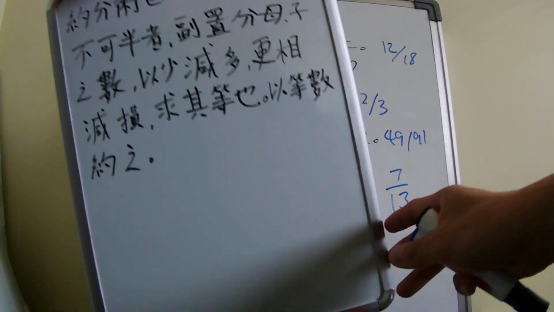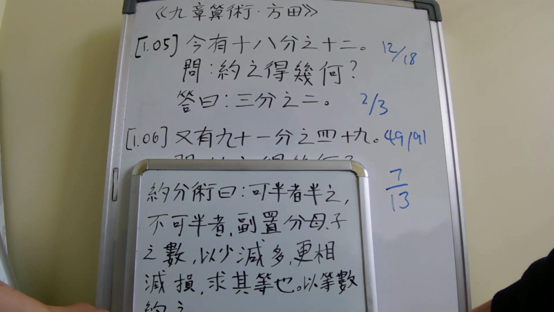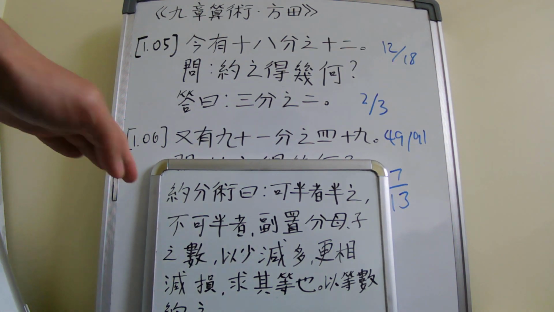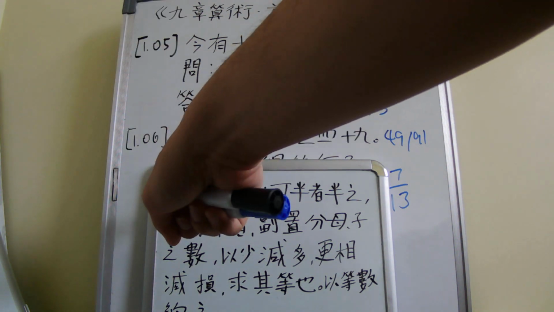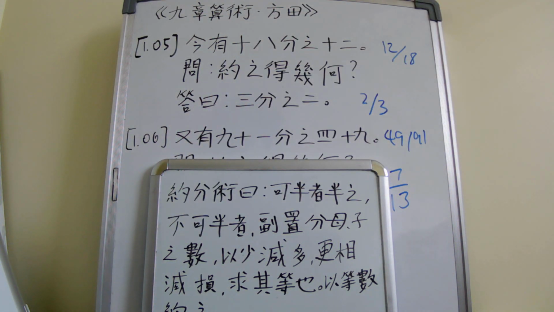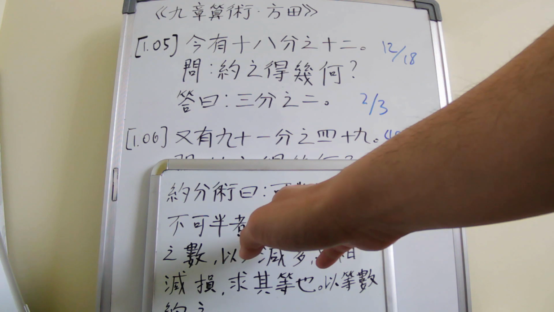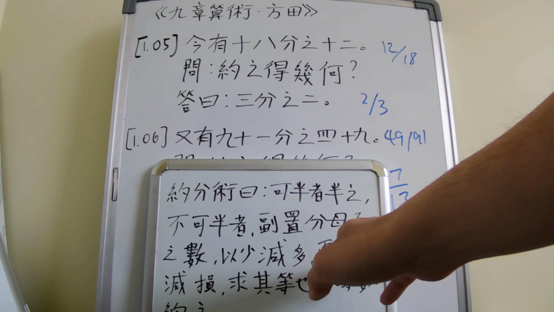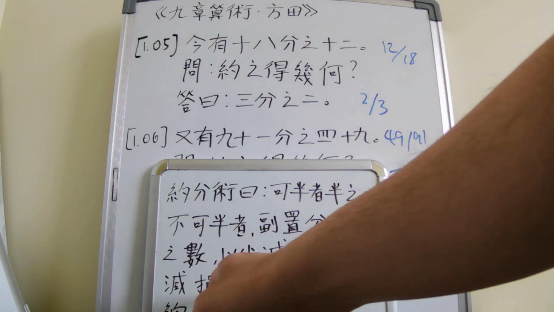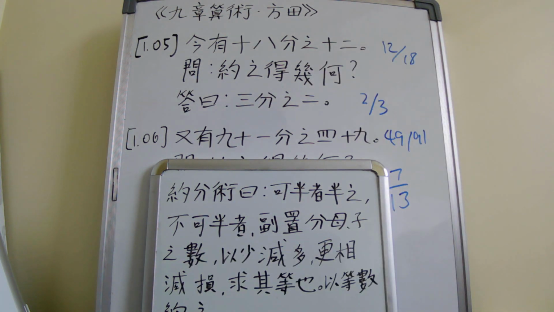So we'll take a look at the method prescribed in the original text. So in the original text, they call this method the 约分术, which means method of reducing fractions or method of simplifying fractions. So 约分术曰, so that means the reducing of fractions method states 可半者半之, 不可半者副置分母子之数, 以少减多, 更相减损, 求其等也, 以等数约之.